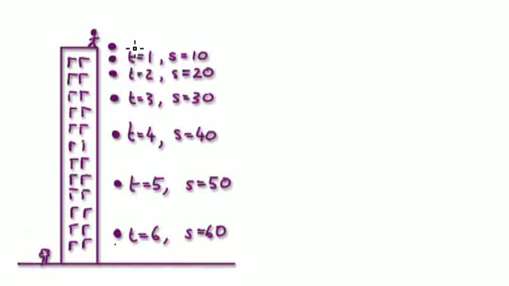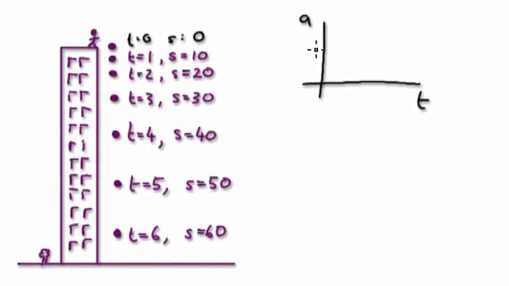Okay, so when t equals 0, speed is 0. When t equals 1, speed is, well, the speed increases each time. Now, if the speed increases, then the distance covered will get bigger and bigger. So here your acceleration time graph will look like this at 10.